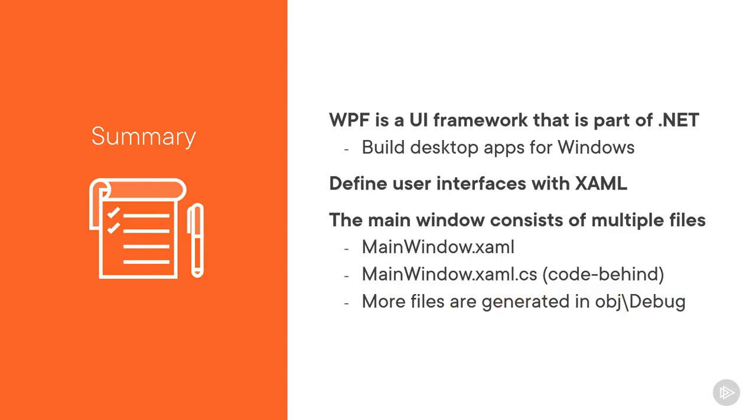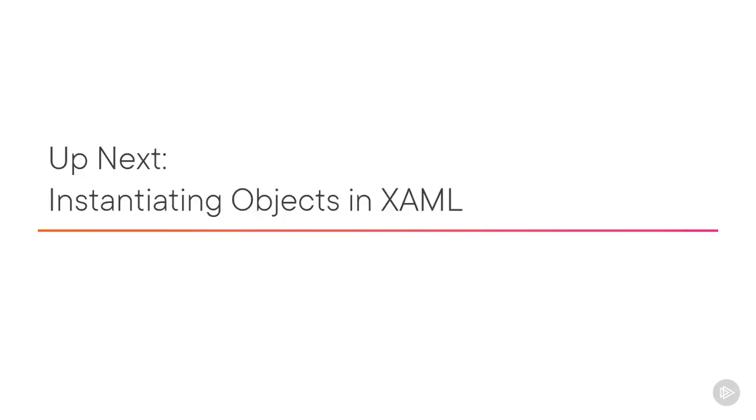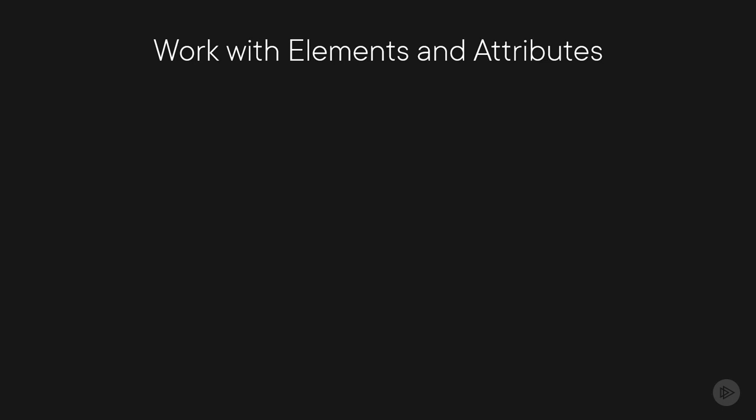Now, one of the most important things to understand when you get started with WPF is how SAML actually works. In the next module, you will learn more about this markup language that is used in WPF. I will show you how to instantiate objects in SAML, and you will learn how to set simple and complex properties on these objects.